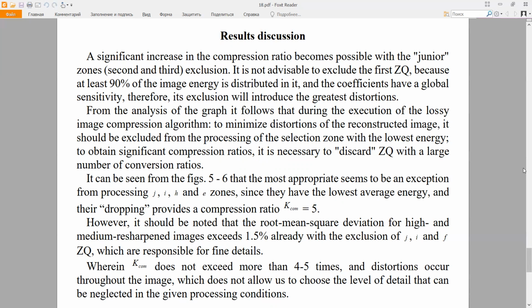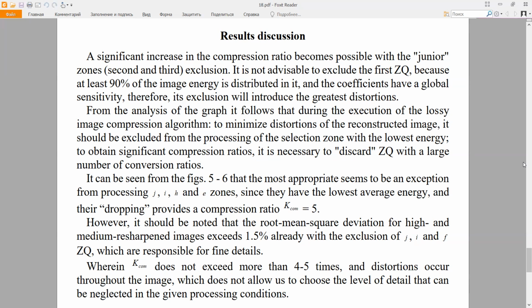It's not advisable to exclude the first ZQ because at least 90% of the image energy is distributed in it, and the coefficients have a global sensitivity. Therefore, its exclusion will introduce the greatest distortions. From the analysis of the graphs it follows that during the execution of a lossy image compression algorithm, to minimize distortions of the reconstructed image, the selection zones with the lowest energy should be excluded from processing.